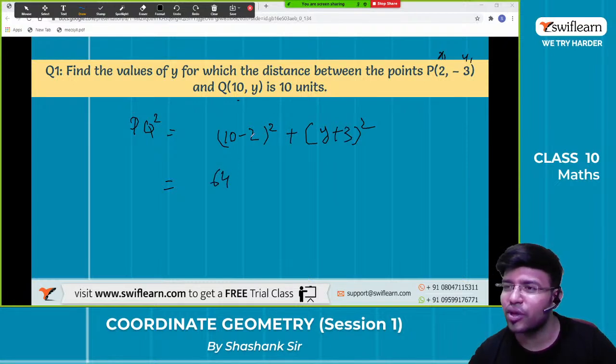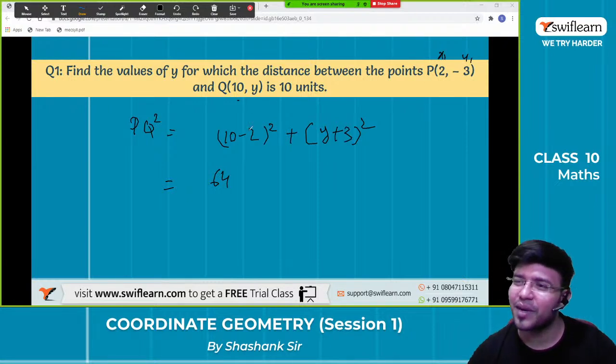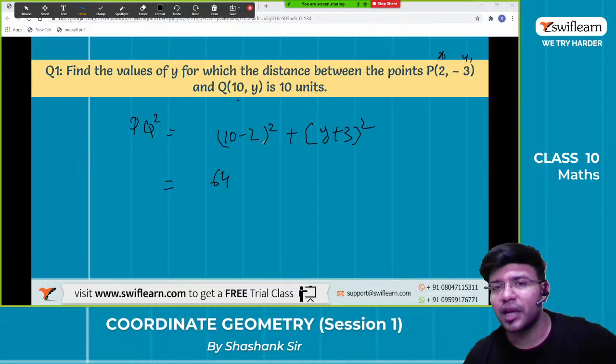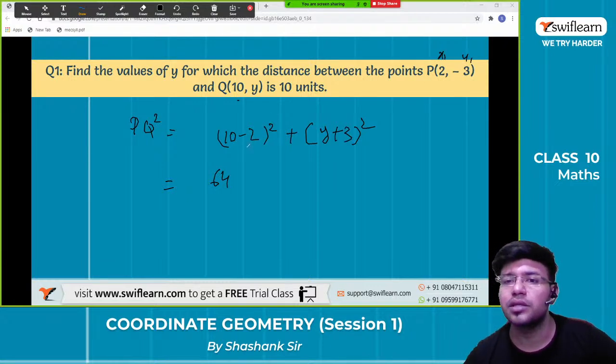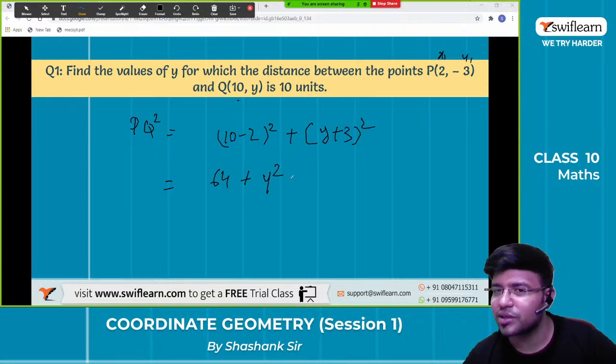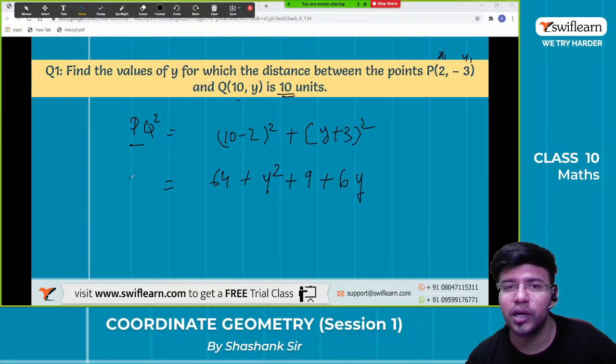So can we use a minus b whole square? Yes, you can, but it will be lengthy. Don't use that. Simplify this and then use. 10 minus 2 is 8. 8 square is 64. And here you can use the formula of a plus b whole square, which is a square plus b square plus 2ab. And how much is the distance PQ? It is 10 units. 10 square is nothing but 100.